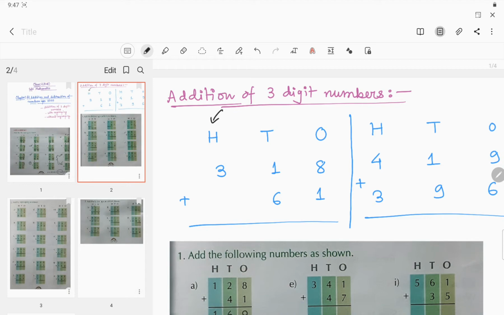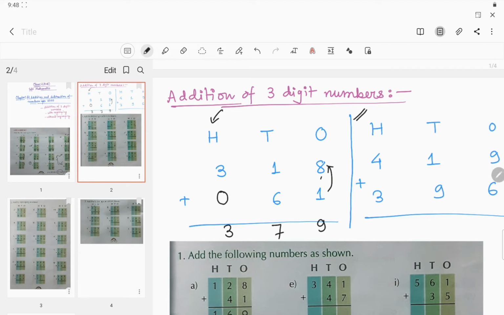In this case you have to start from the ones place. So now I am doing addition. 1 plus 8, 9. Then you have to go to the next place. 6 plus 1 is 7. Now you have to go to the next place, that is the hundreds place. So here is nothing, so you can consider it as a 0. So now 0 plus 3 is 3. So the answer will be 379.